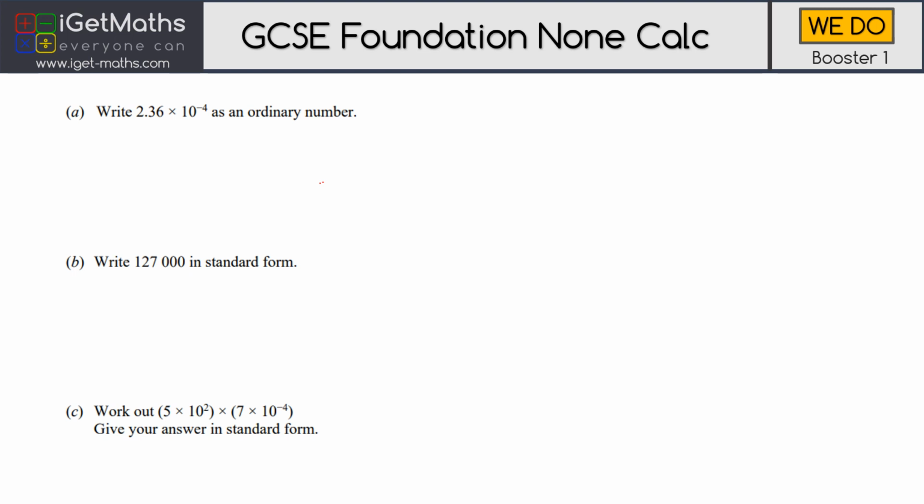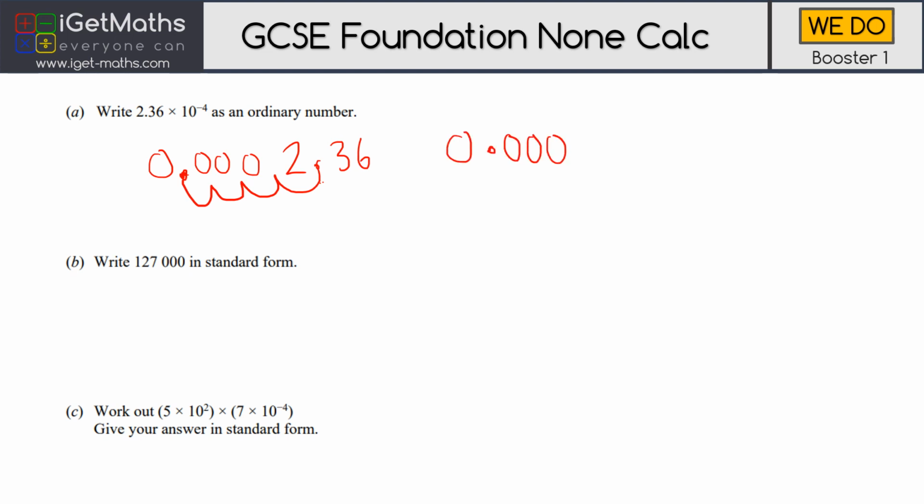Okay, so we've got 2.36 times 10 to the negative 4, and you need to put that as an ordinary number. So what I like to do is put 2.36, and then for the 10 to the negative 4, we're going to go 1, 2, 3, 4. Put your decimal place, and you've got 0.000. Rewrite that neatly, so that's going to be 0.000236 as an ordinary number.